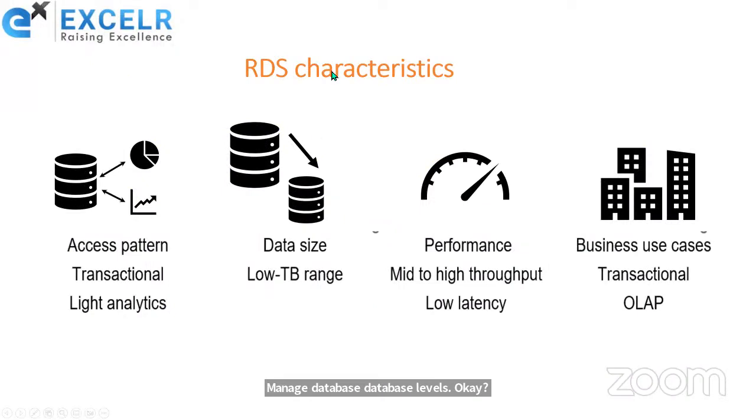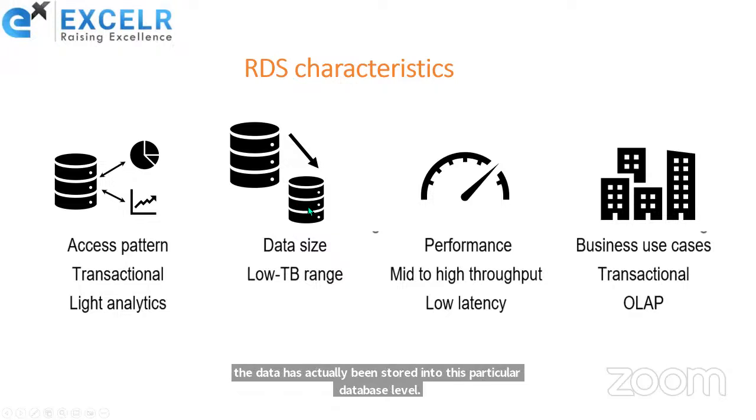So there are characteristics for RDS, relational database systems. Access pattern: transactional, light analytics. It will be useful when you're trying to utilize it with analytical tools, graphs, statistical websites, and everything that can be integrated with it. It will show you a graph of how the data has been stored at this particular database level. Data size can be varied.